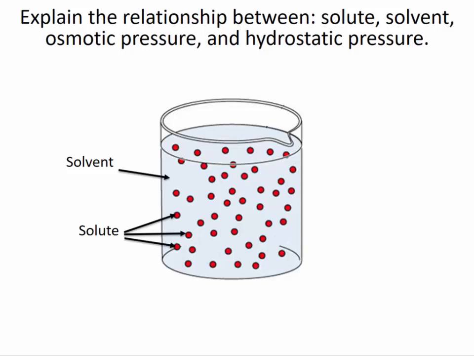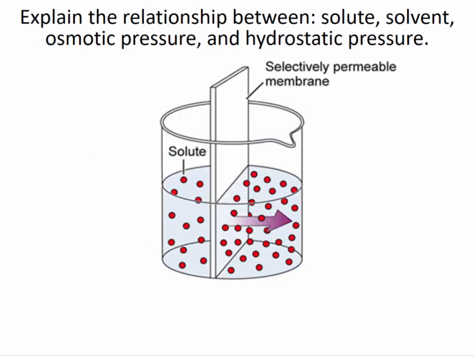We've talked about this in terms of if these red dots were sodium dissolved within water, or it might be glucose dissolved within water. Then the sodium or the glucose would be the solute, and the water would be the solvent. We've also discussed osmotic pressure.